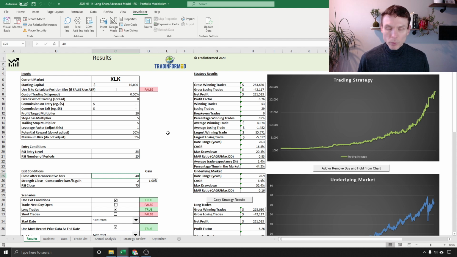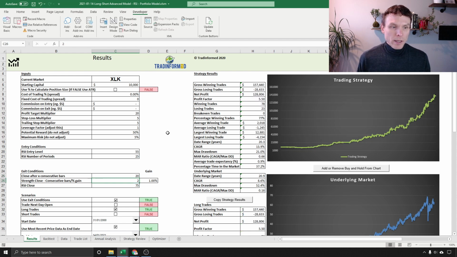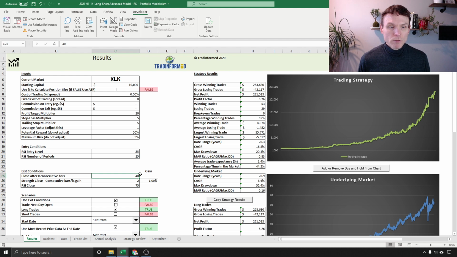So we can do things like reduce the amount of bars that each trade is open for. So if I reduce this to 20, we can see that our average trade expectancy has decreased quite considerably, and it's not had a huge effect on our percentage time in the market. So I can say that, well, maybe 30 might be a halfway house. But we can see really here 40, 50. Yeah, maybe 40 is something of a sweet spot here.